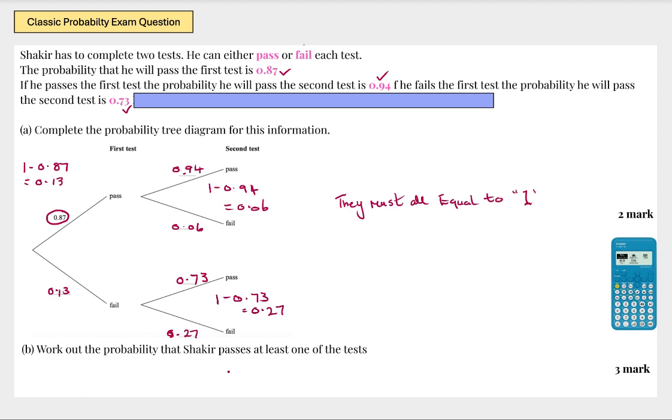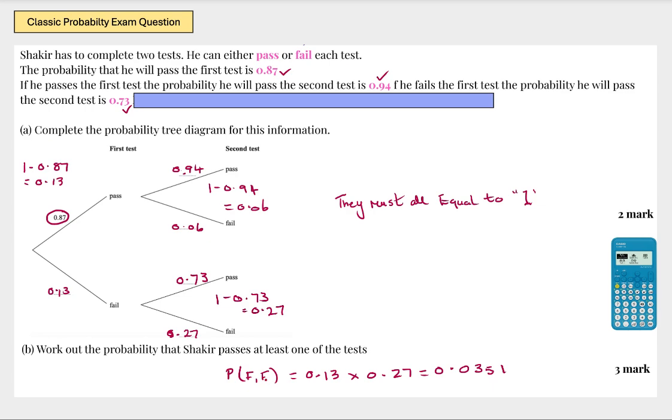So to do that, I could do it here actually, the probability that he fails both equals 0.13 times 0.27, which equals 0.0351. Okay, so that's the fail. Do you all understand that?